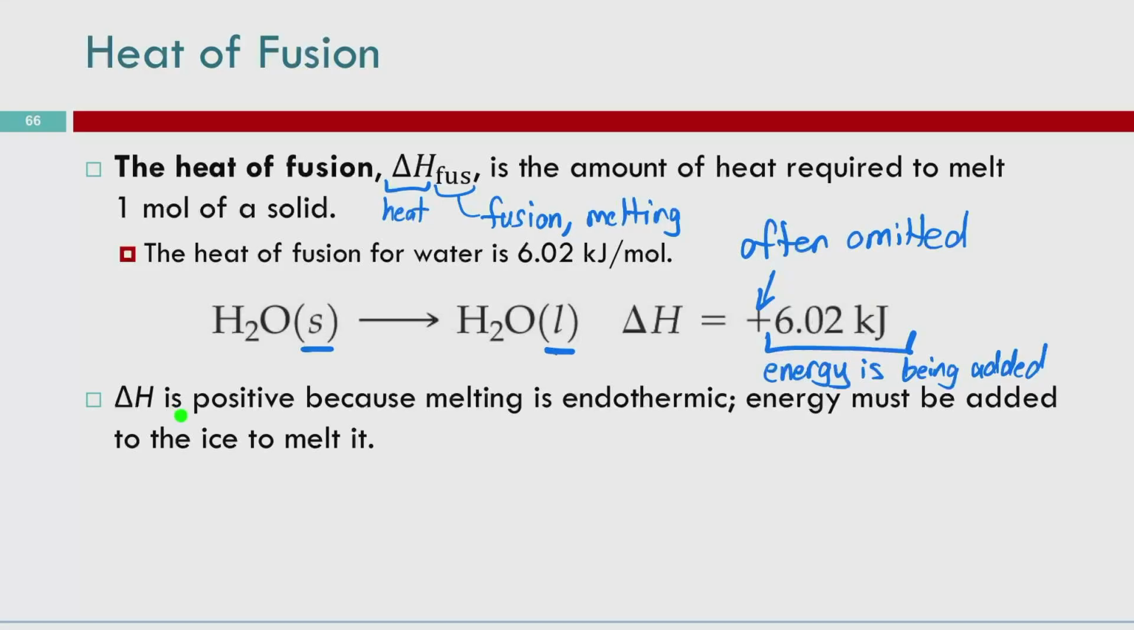So this delta H is positive. Melting is endothermic. We have to go up our chain of energy states. We're going from a solid to a liquid. We need to add in a little bit of energy for our molecules to be able to move past each other. There's also an implied per mole. You'll almost never see that if we're showing a delta H off to the side of an equation like this. You just have to know that it's per mole.